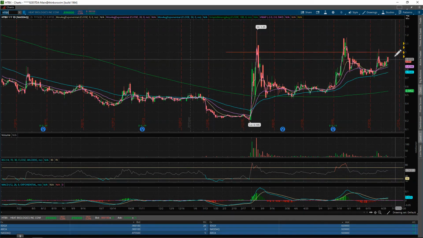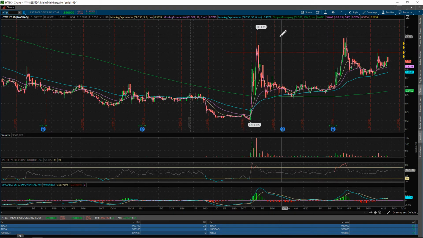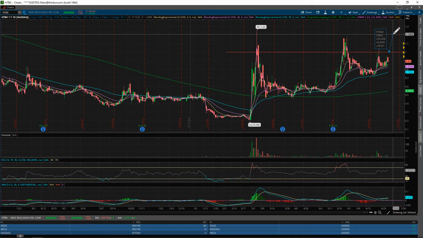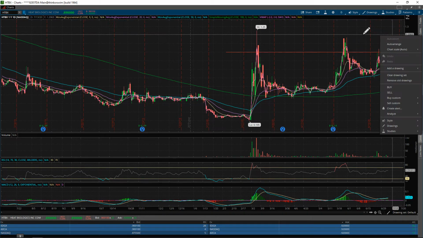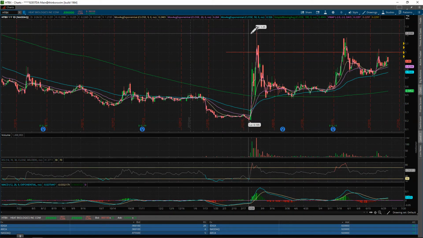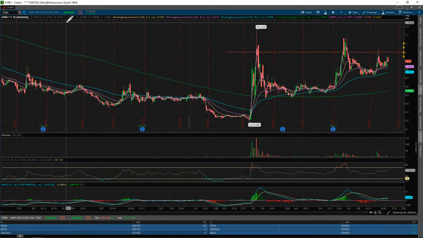It looks like it's starting to make that push over the $1 level, and it's got resistance at the 1.20. So from a dollar to the 1.20 level, that's a 20% return, guys, that it has potential to give. And possibly if it breaks that 52-week high of 1.25, it might just be a big push upwards.